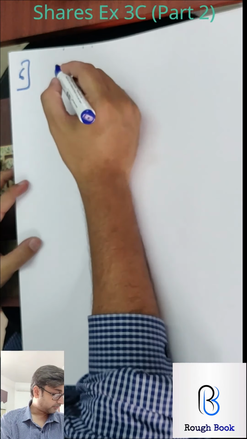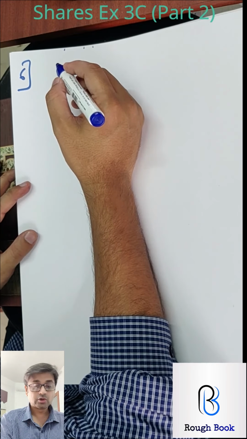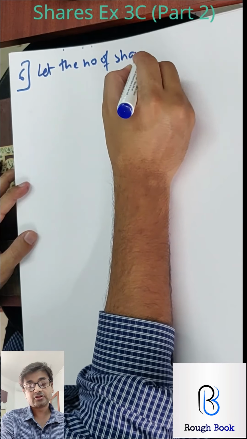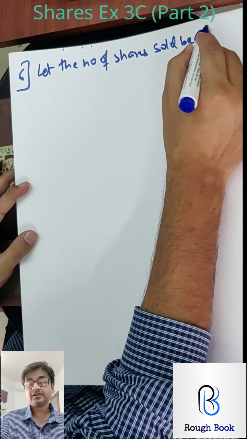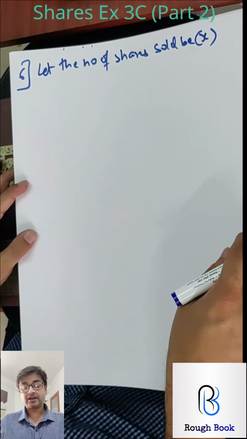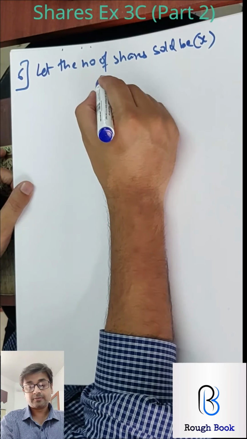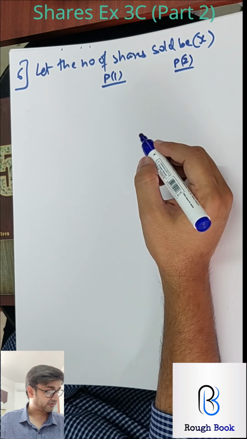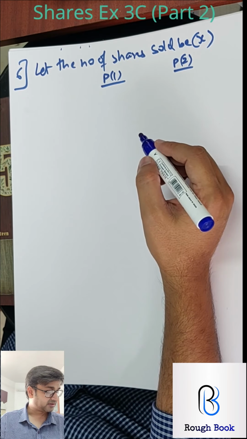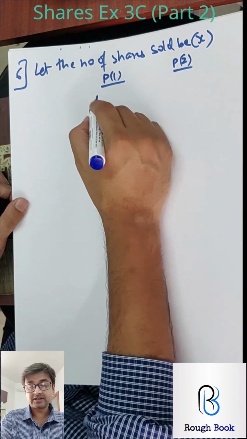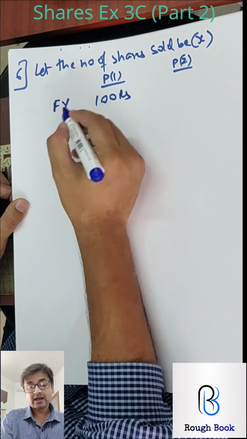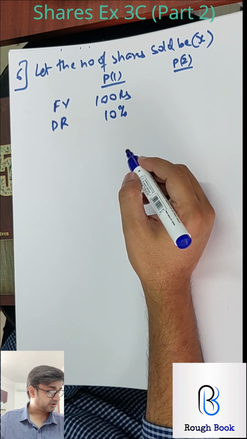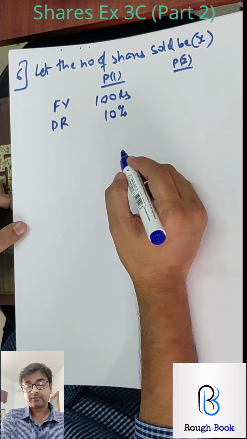So the question is, find the number of shares sold by Gopal. So we'll say let the number of shares sold be X. These are the number of shares. Now share 1 and share 2, so part 1 and part 2. Part 1: 100 rupees shares, that is face value, and dividend rate is 10%. He sells a certain number of these shares at 20% discount. So sale proceeds is what I can get.